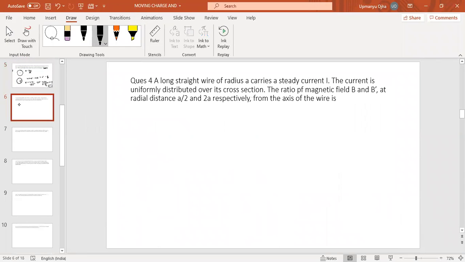Now question number 4. I think in this question we require a figure. Just wait. Question number 4. A long straight wire of radius A carries a steady current I. The current is uniformly distributed over the cross section. The ratio of the magnetic field B dash.